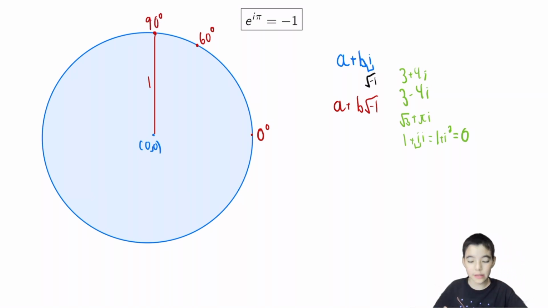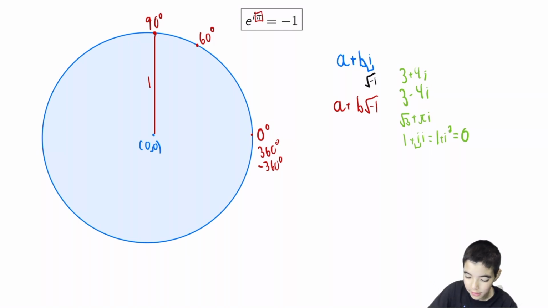Note that 0 degrees is also 360 degrees. It's also negative 360 degrees. It's all positive or negative integer multiples of 360 degrees. Now, how does this relate to this pi?